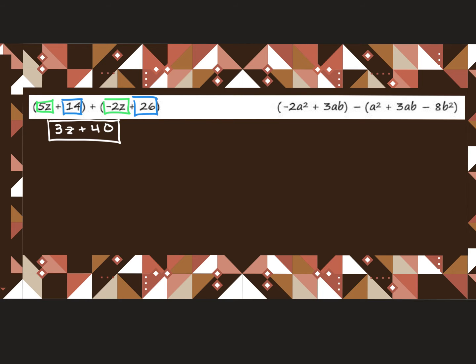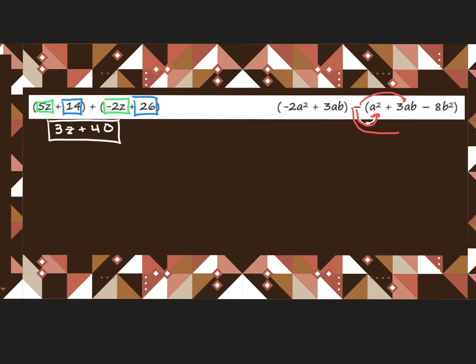All right, doing the exact same thing for the next one, except we're subtracting here. There are a couple ways that we can do this. Again, we have negative 2a squared plus 3ab minus a squared plus 3ab minus 8b squared. We can go ahead and collect our like terms, but something that I like to do to help me is I go ahead and distribute that negative. Let me change the color so you can see. I go ahead and distribute that negative, and I go ahead and add.